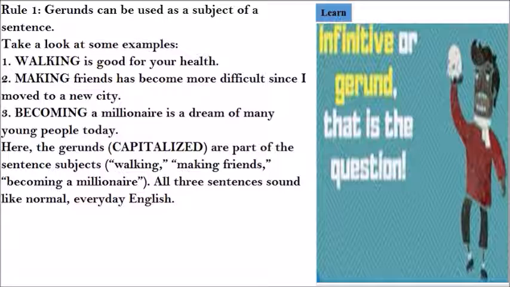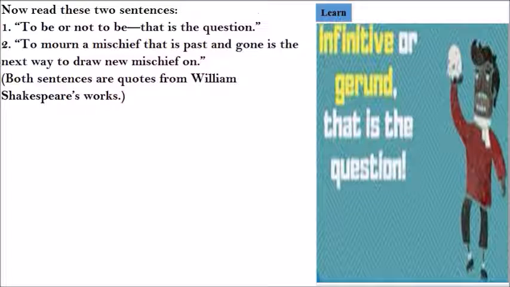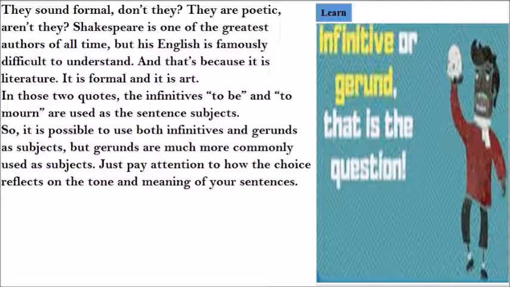Here, the gerunds, capitalized, are part of the sentence subjects: walking, making friends, becoming a millionaire. All three sentences sound like normal, everyday English. Now read these two sentences. 1. To be or not to be, that is the question. 2. To mourn a mischief that is past and gone is the next way to draw new mischief on. Both sentences are quotes from William Shakespeare's works. They sound formal, don't they? They are poetic, aren't they?